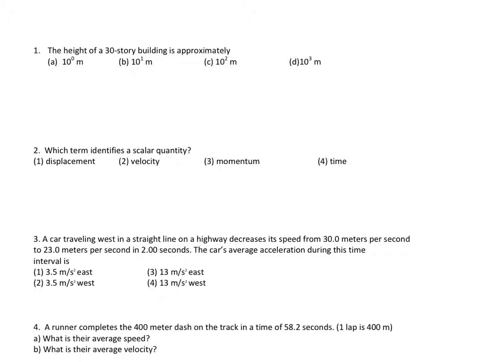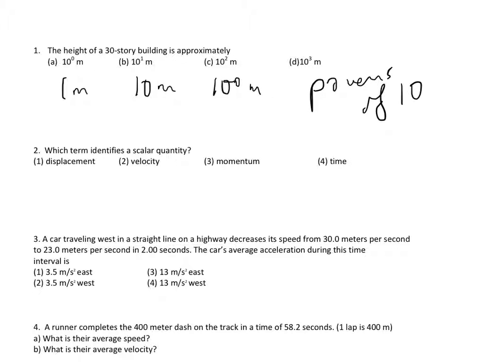Alright, here's some basic questions. If we take a look, the first question here: the height of a 30-story building is approximately, here are your choices. This is really asking you, do you know your powers of 10? So when you look at this, 10 to the 0 is 1 meter, 10 to the 1 is 10 meters, 10 to the 2 is 100 meters, 10 to the 3 is 1,000 meters. Remember that 1 meter is about 1 yard.